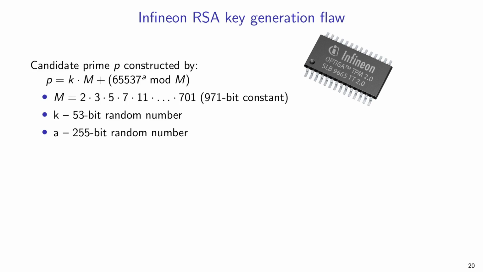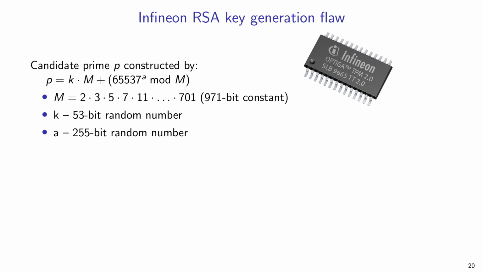Now, why did Infineon use this strange formula to generate candidate primes? The reason is that since M here has these small prime factors, it is guaranteed that this candidate prime P will not have these prime divisors. So the probability of this candidate prime being a prime is bigger compared to the case if the prime was chosen randomly. Effectively, this hack provided faster key generation, and this is important because these chip manufacturers compete in whose chip will provide faster crypto.